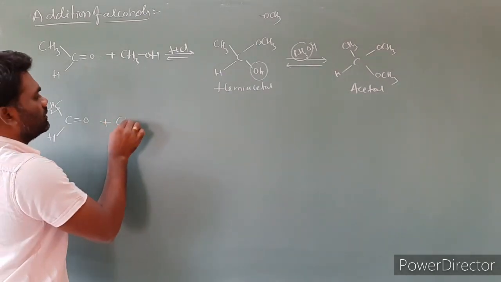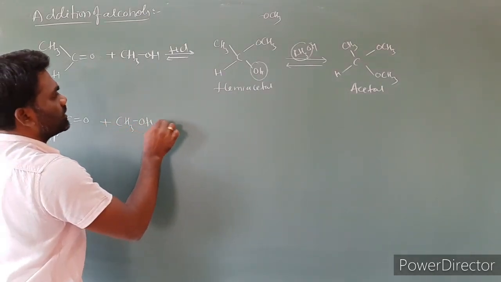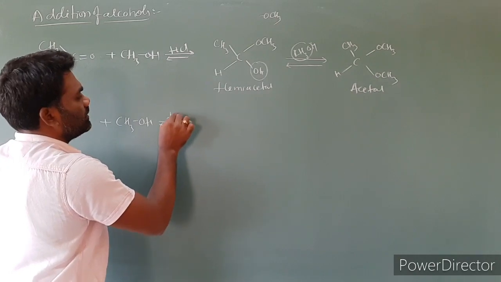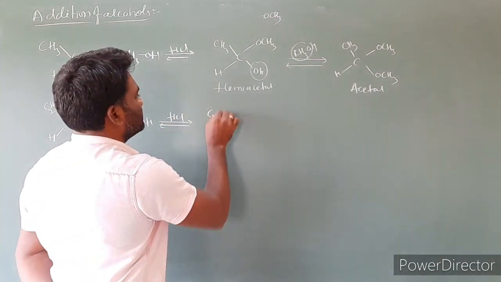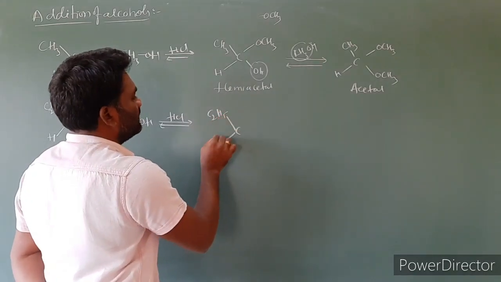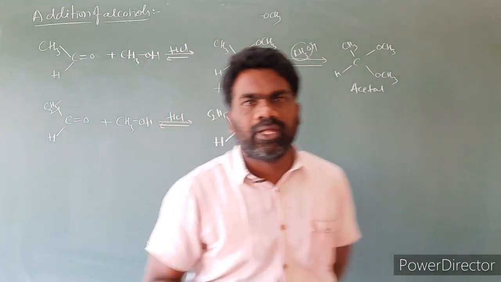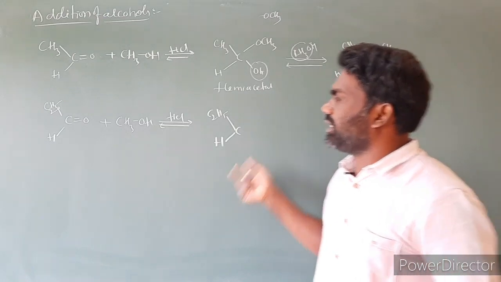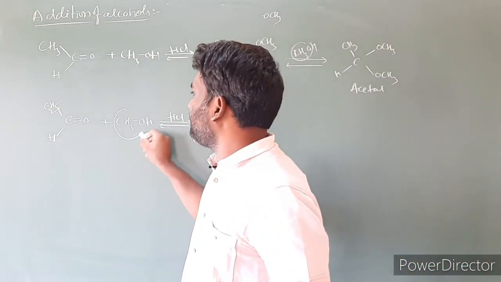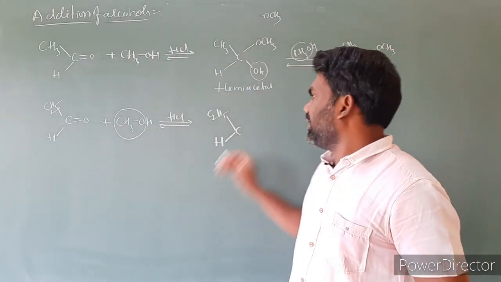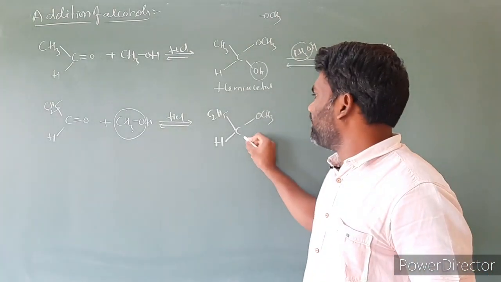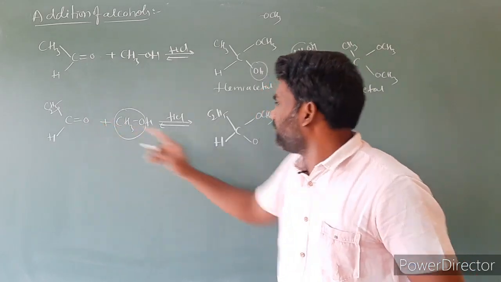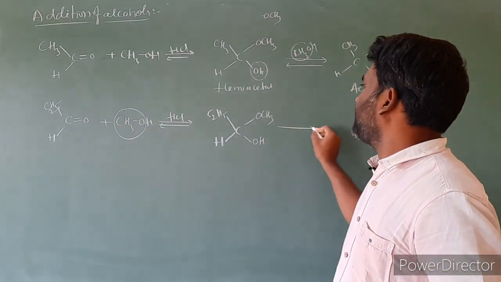Then write the product: CH3OH, in the presence of dry HCl. Then what is the product? C2H5C, this remains H. Then we have to attach an alkoxy group to it. What is the alkoxy group here? CH3O is the alkoxy group, and add to it OCH3, isn't it? And this O will become OH. This is a hemiacetal.